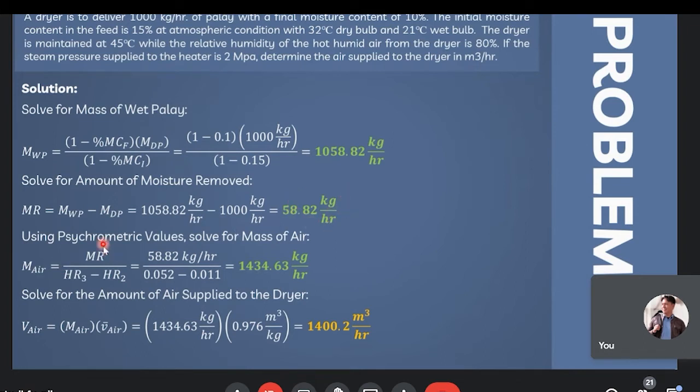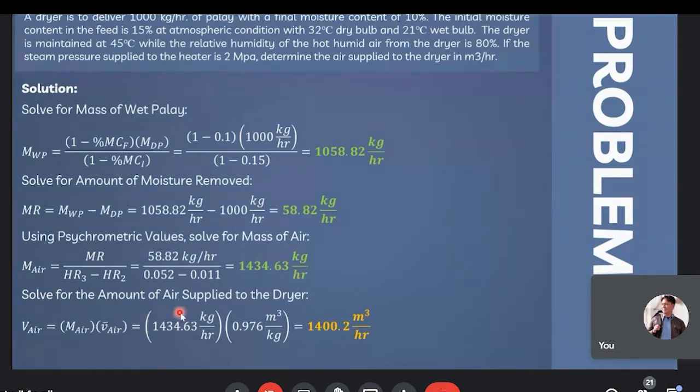So, using the psychrometric values, masasolve natin yung mass of air using the same formula kanina. Moisture removed divided by humidity ratio at 3 minus humidity ratio at 2 is equal to 58.82 kg per hour divided by 0.052 minus 0.011, that is equal to 1,434.63 kilograms per hour.